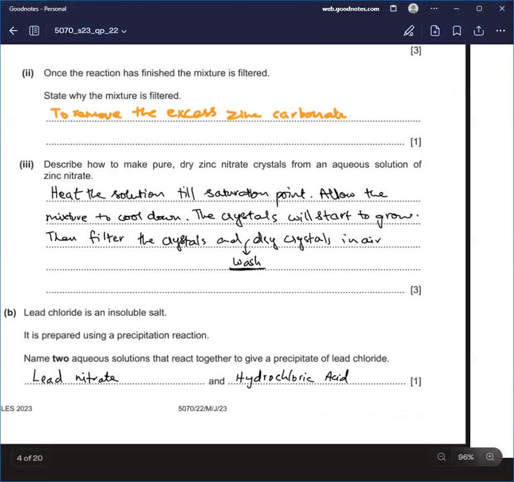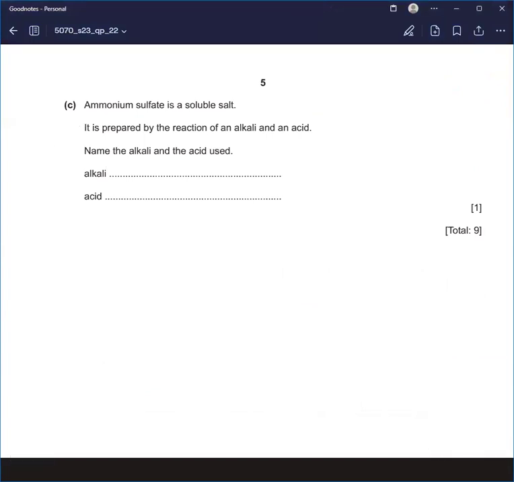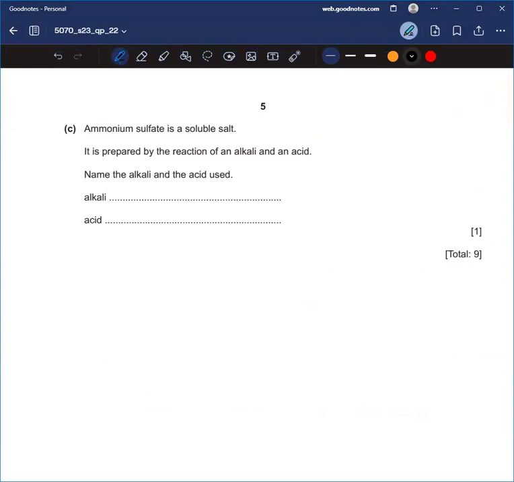All right, so next question. Ammonium sulfate is a soluble salt. One thing to learn is that all ammonium salts, whether it's sulfate, nitrate, or any salt which contains ammonium, are soluble. It is prepared by the reaction of an alkali and acid. Name that alkali and acid used. Alkali, let me think. For acid, my favorite one, sulfuric acid.